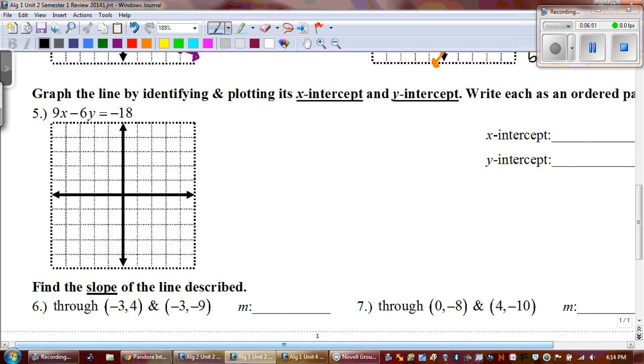Graph the line by identifying and plotting its x-intercept and y-intercept. Write each as an ordered pair. Okay, so when we're doing this for the x-intercept, we know that y equals 0, and on our y-intercept, x equals 0. This is where we have to do 2 different problems, okay? So one we let y equals 0, and on the other one we let x equals 0.